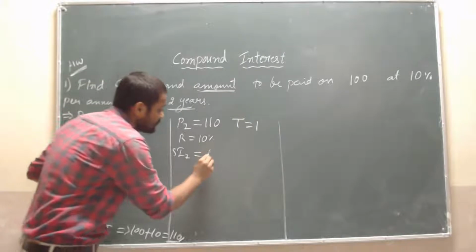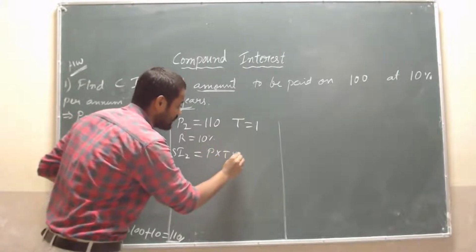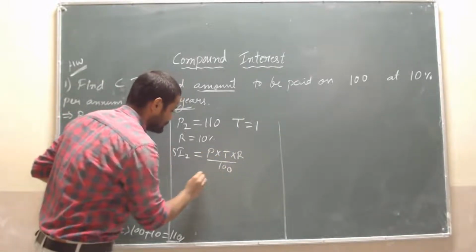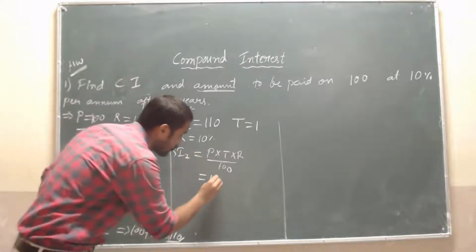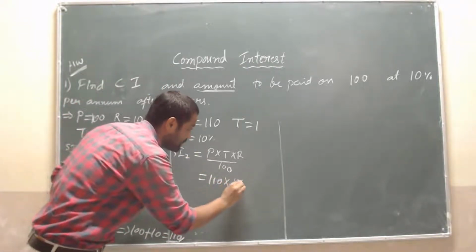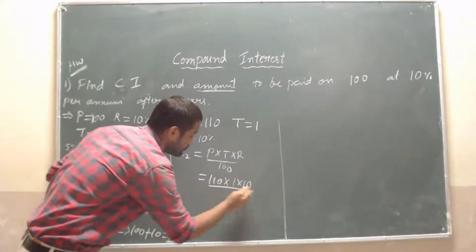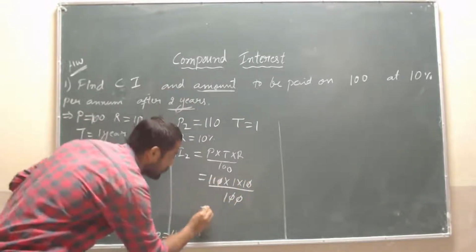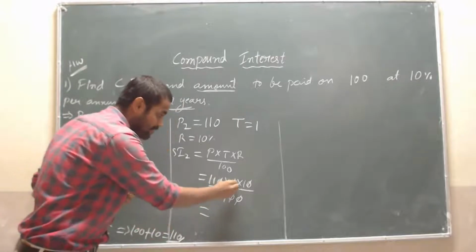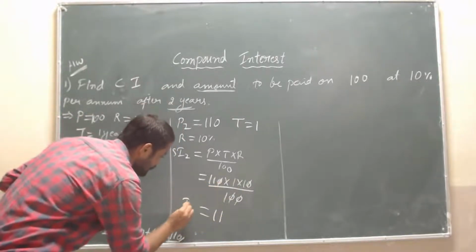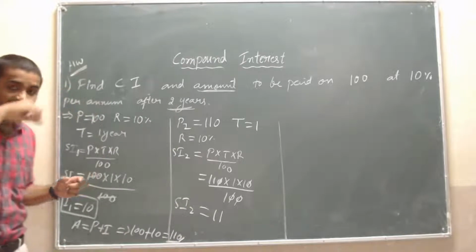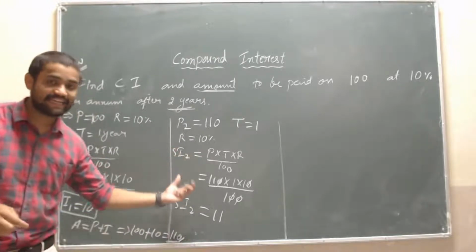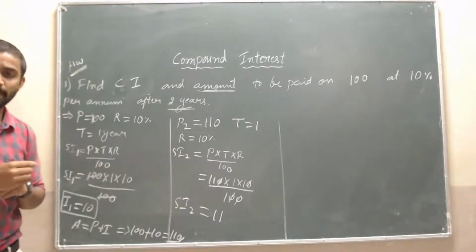See here, PTR by 100 is equal to P is 110, T is 1 and R is 10 divided by 100. This 0 gets cancelled, this 0 and this 0. 11 ones are 11, 11 ones are 11. I2, that means simple interest for second year becomes 11 rupees.